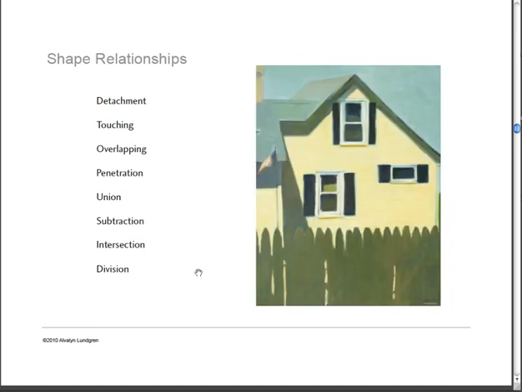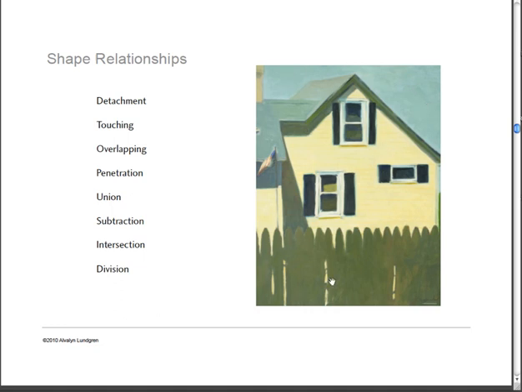As we look at this painting, we notice first of all the picket fence, and it is overlapping the facade of the house, and the house is overlapping the sky. So we have the overlapping relationship that gives us a spatial understanding. This is closer and in front, this is kind of mid-ground, and then the sky would be background.